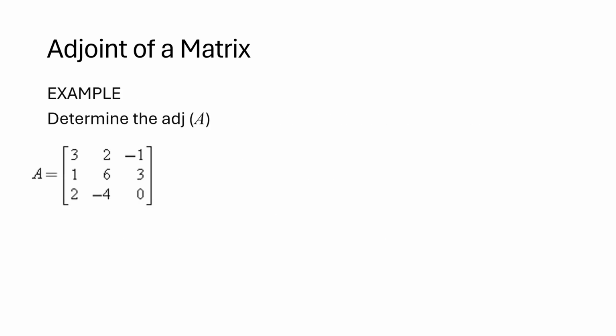Okay, so let's take this one as an example. Determine the adjoint of A if the matrix A has these elements. Again, for this example, I want you to verify the numbers by showing the process of getting the necessary information to solve the adjoint of A. Taking into account the definition that the adjoint of A is the transpose of the matrix of cofactors, I want you to show the process of getting the cofactor 1,1.